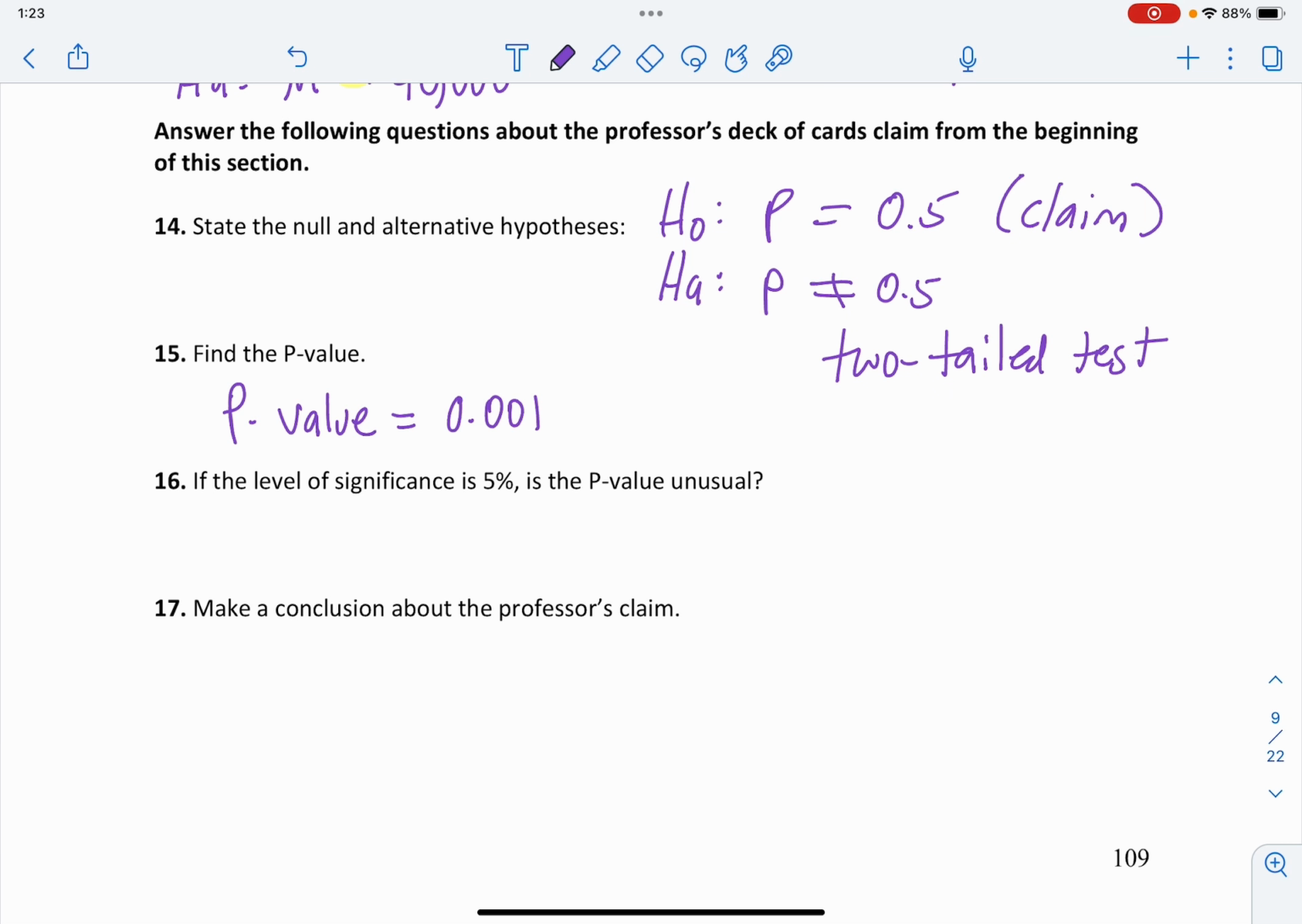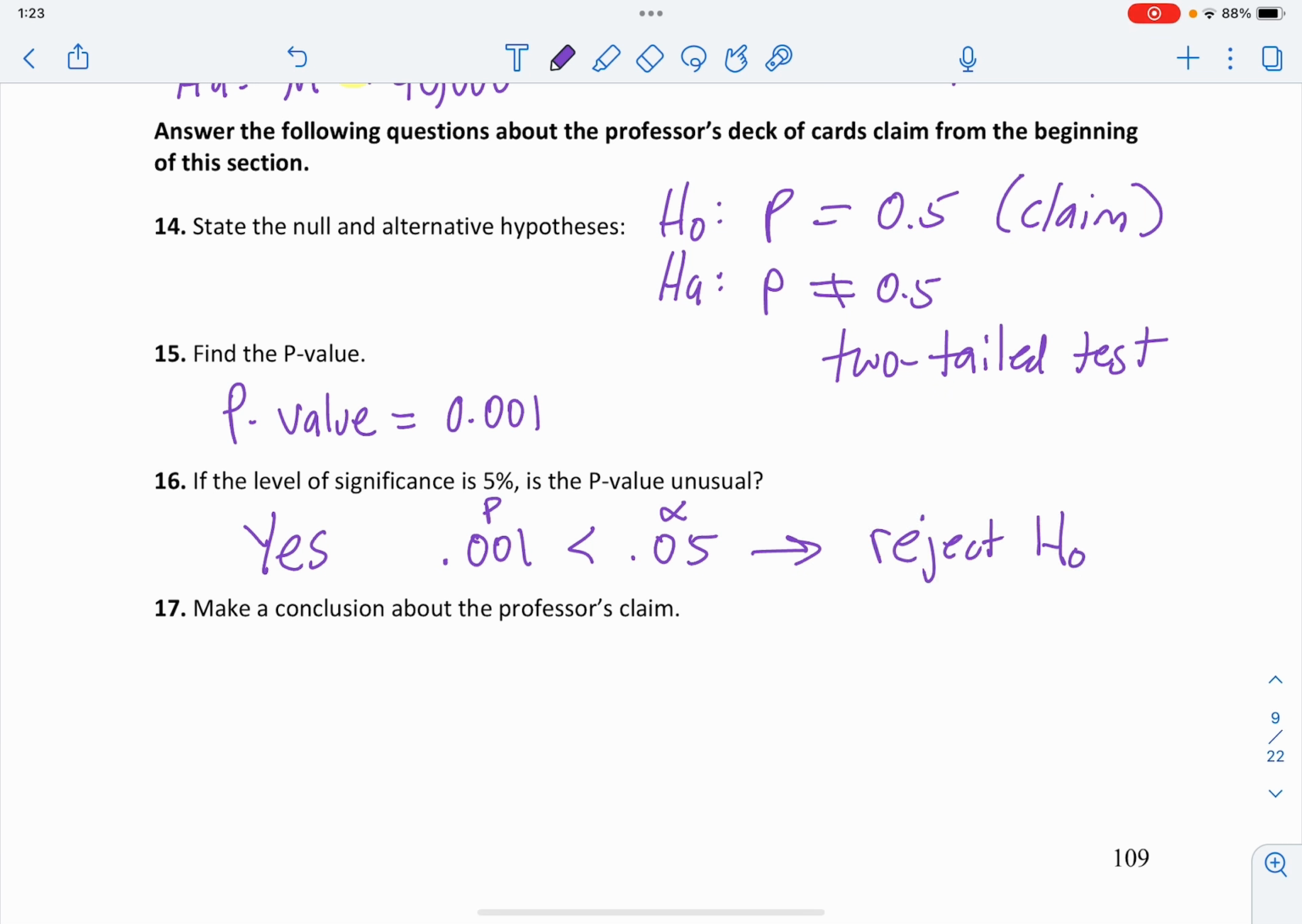So the p-value is always based on the sample statistic, right? So if you go back to that page where we did that, we saw that the probability of getting 10 reds in a row was very low. Right? That's what the p-value is. Okay. So if the level of significance is 5%, is the p-value unusual? Yeah. Right here we have the case where the p is less than 5%, 0.001 is less than 0.05. Right? This is comparing the p to the alpha. Anytime that happens, remember what we do: reject H sub 0.